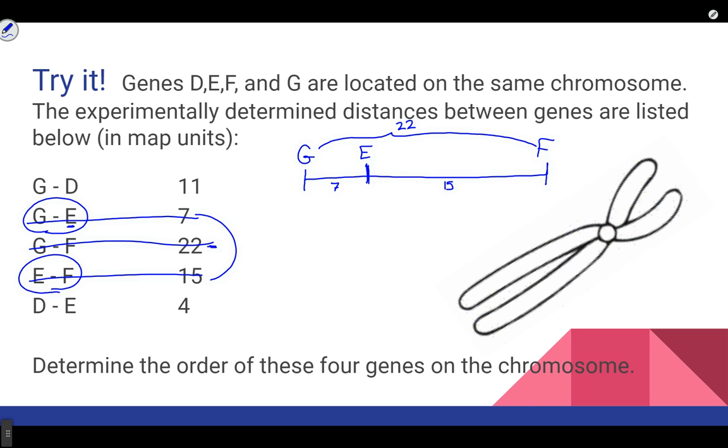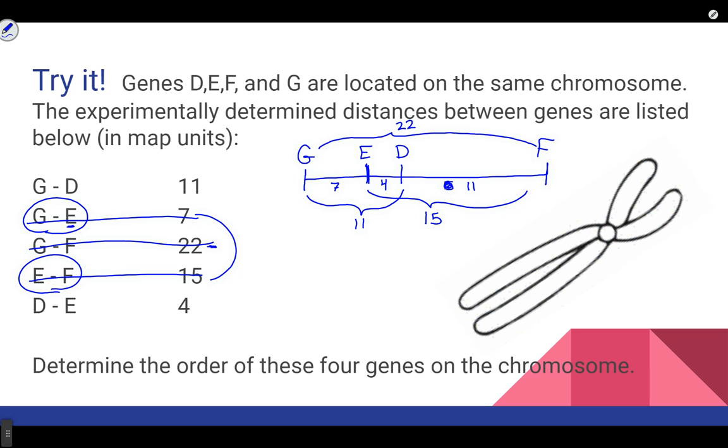So where would you place D? 4 units to the right of E. So D would go right about here, because then this distance is 4, which means this is down to 11. This is a total of 15. And that makes G to D total of 11. Does that make sense?